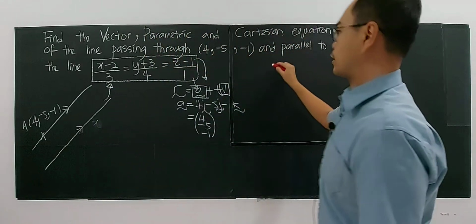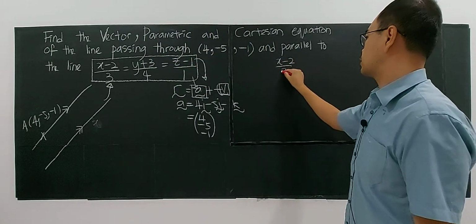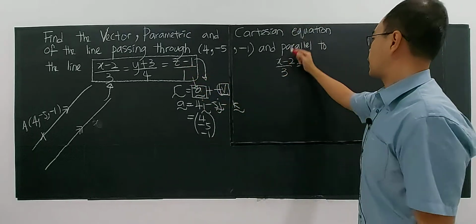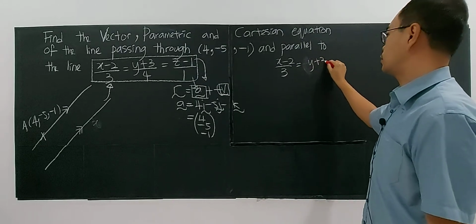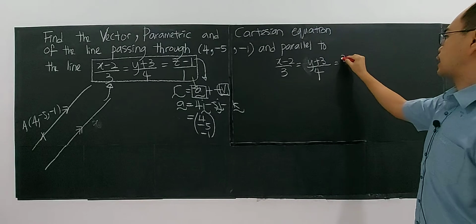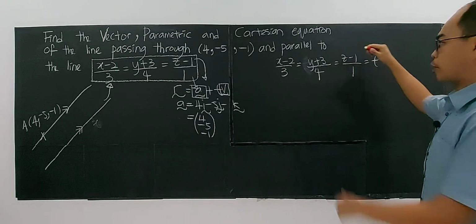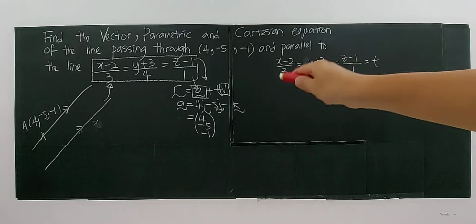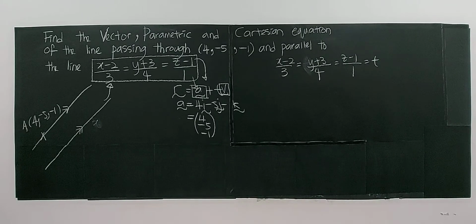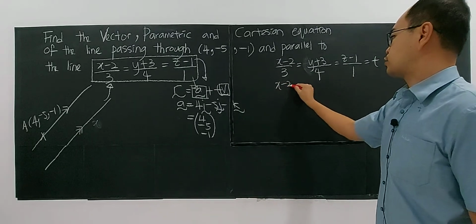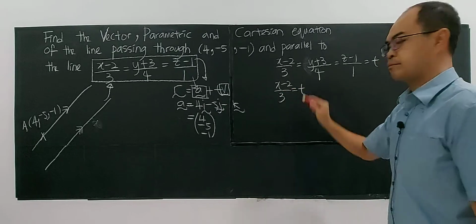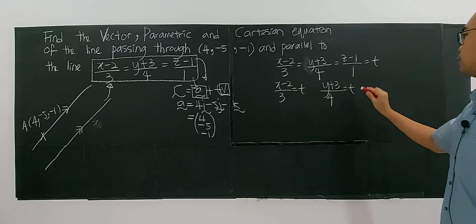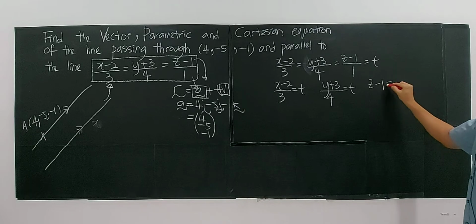So I can actually rewrite (x minus 2) over 3 in terms of t. This whole thing equates to t. I can write (y plus 3) over 4 equals (z minus 1) over 1 equals t. From the Cartesian equation, I want to convert to become a parametric form. So I equate everything to a t, as they are the same. So I can say that (x minus 2) over 3 is t, (y plus 3) over 4 is also t, and (z minus 1) over 1 is also t.